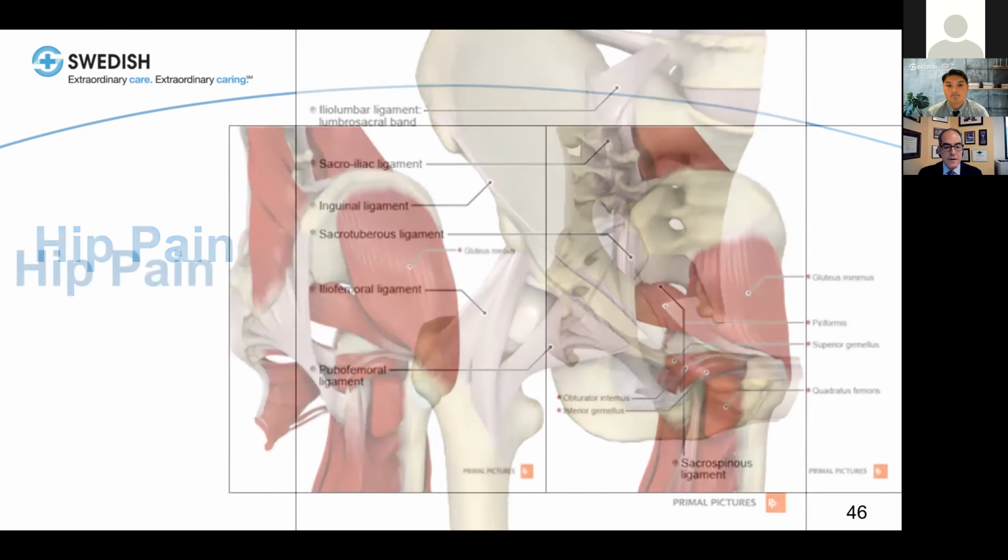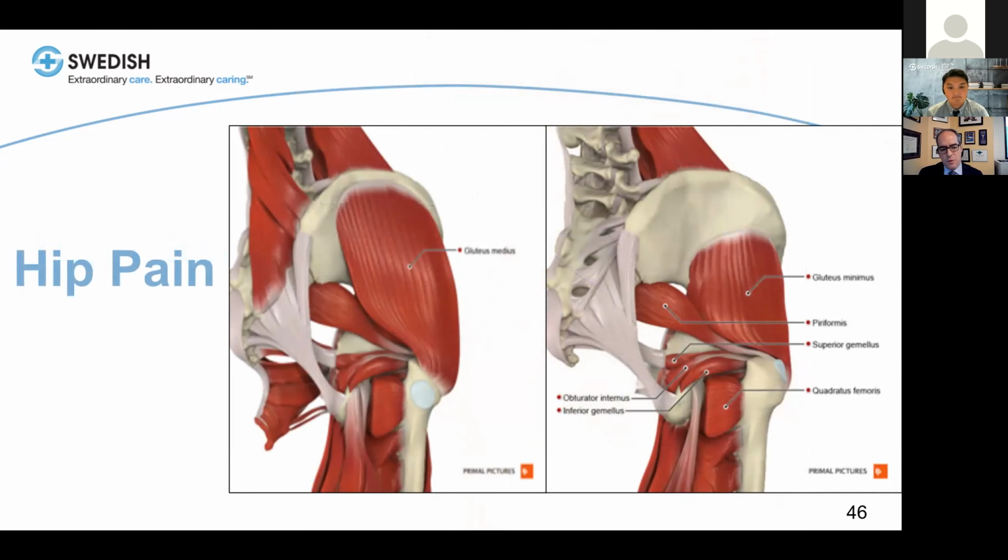Again, the muscles are going to be important. This is the gluteus medius to the left, and then the deeper muscle, the minimus. But you also have the piriformis and the other muscles that attach to the troch. I think Dr. Wilcox talked about different muscle and tendon tears that you can have in the hip. So there are a lot of important tissues in a small area.